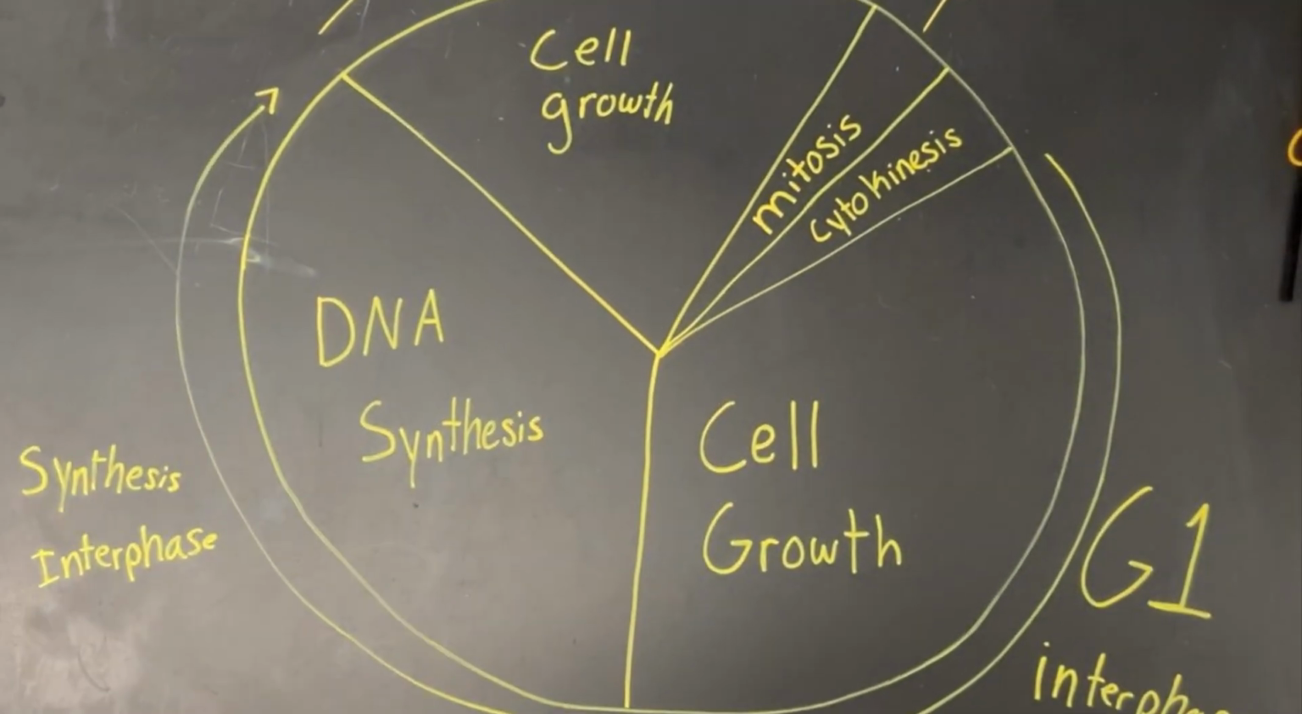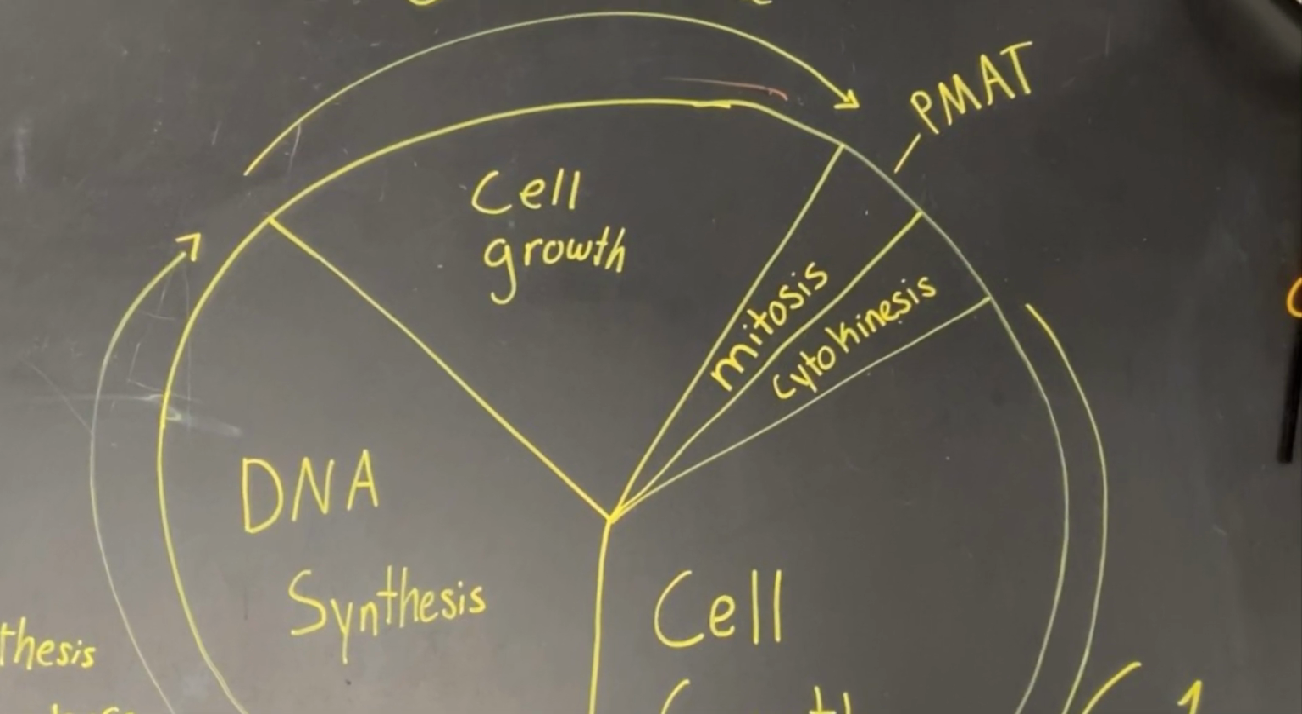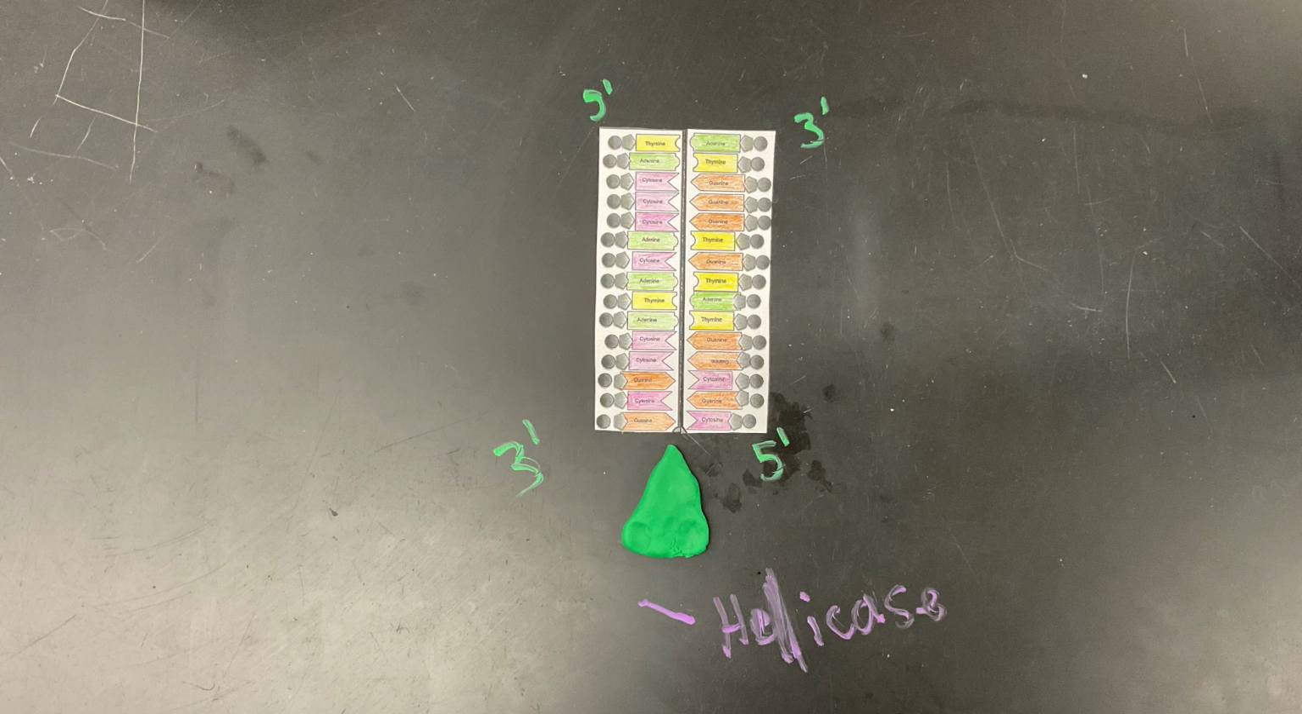This is the cell cycle. DNA replication occurs in the middle of the cell cycle during the S phase, also known as DNA synthesis. In this picture, you can see an enzyme called the DNA helicase.